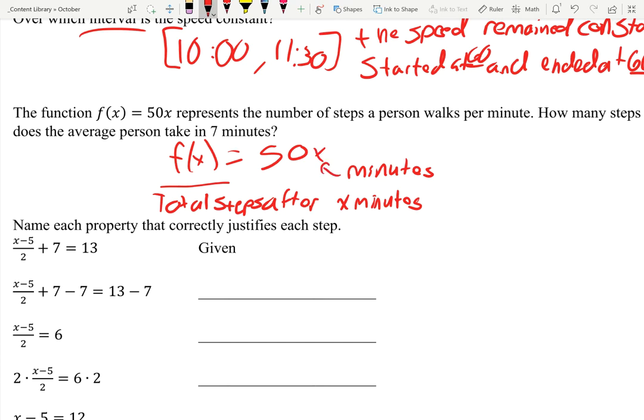So if we walk for 7 minutes, then we're just plugging in 7, 50 times 7 to get our answer. So 50 times 7, that is 350. 350 steps. There you go. And it's just like that. That's your answer. That's how many steps they've walked.